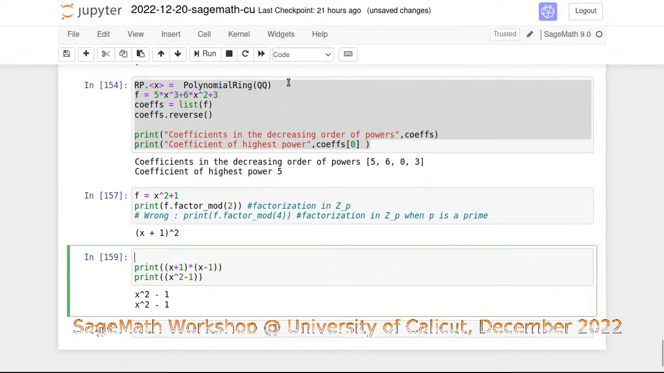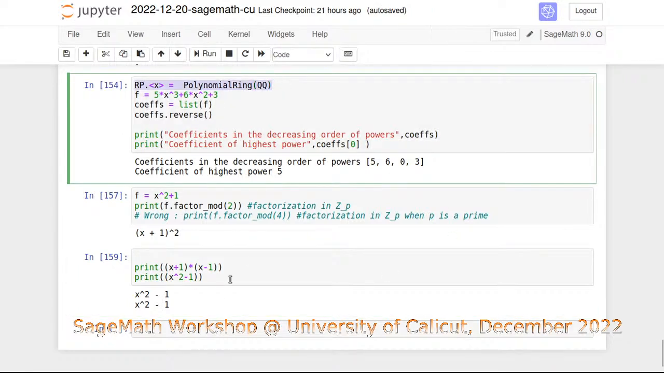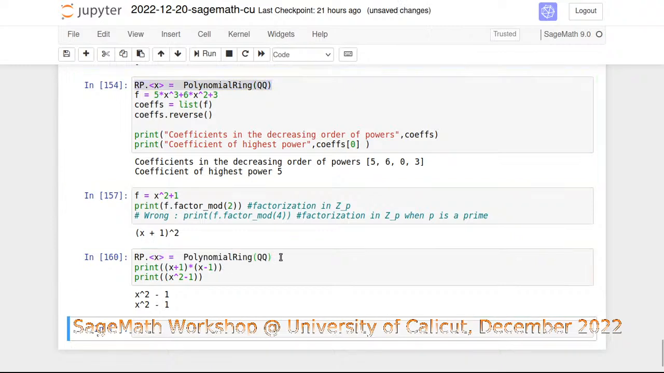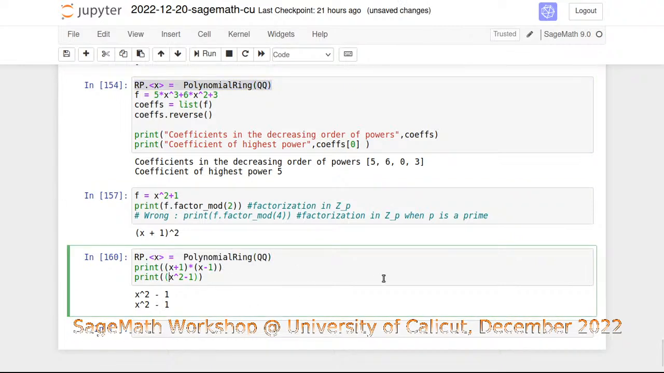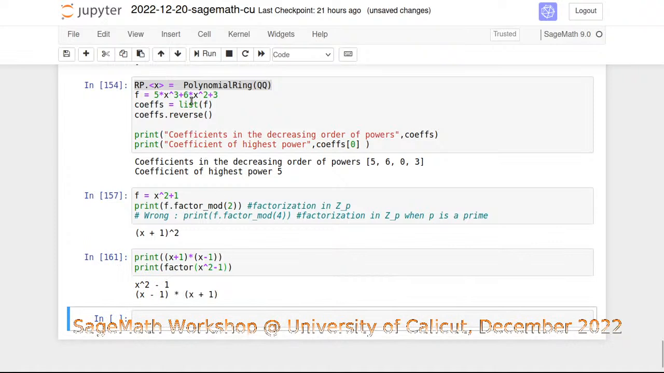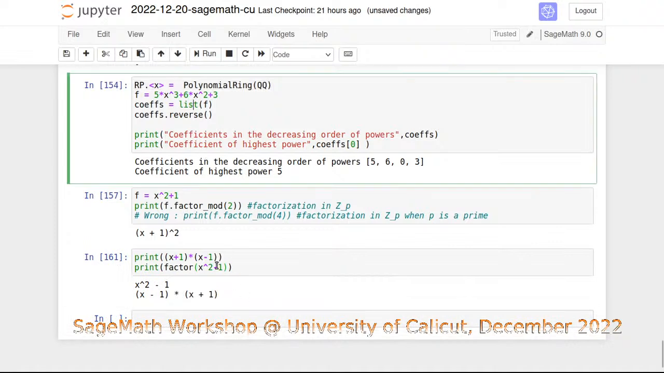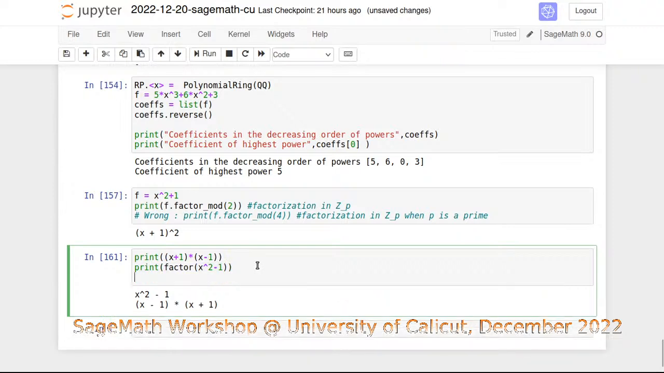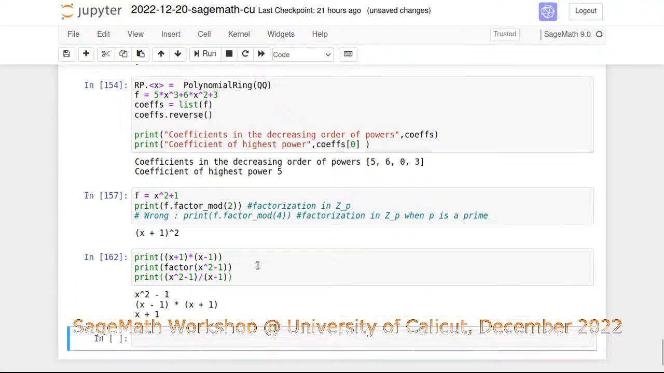I think we have already defined x to be a variable. Here you have simply printed, I'm really sorry, you have not used the factor command here. So if you use factor, it will factorize because we are already in the integer ring. So factorization is okay, and division also works. x minus 1. So all these things are working. There is no problem.